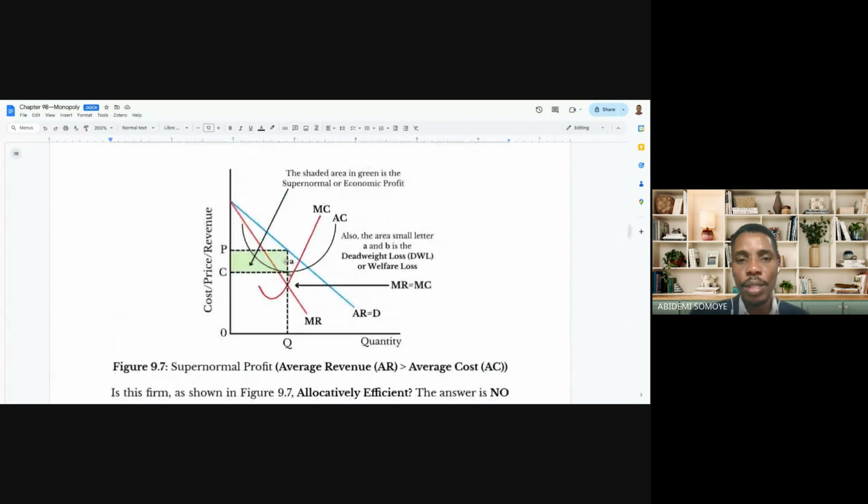However, it's important to state that A and B, you see also the area small letter A and B, is the deadweight loss, the welfare loss. So deadweight loss in terms of consumer welfare loss, you also have producer welfare loss. But in a monopolistic setting, the consumer tends to have more welfare loss compared to the producers. And you can see.